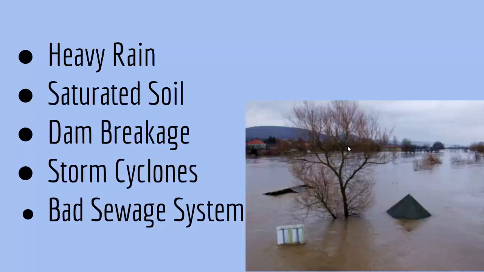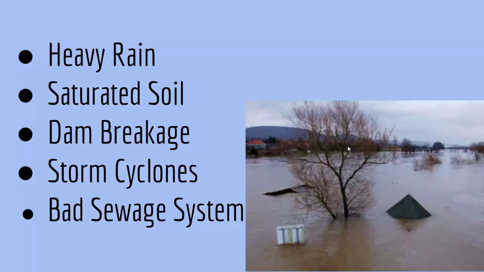So the question to ask is, why does flooding occur? Well, flooding occurs due to these reasons. There are many reasons, but I have listed these as the main ones. Flooding occurs due to heavy rain, saturated soil, dam breakage, storm cyclones, or bad sewage systems. If you have a continuous pouring of rain and you don't have a good sewage system, or a good drainage system that can drain all this rain, eventually the area will get flooded.